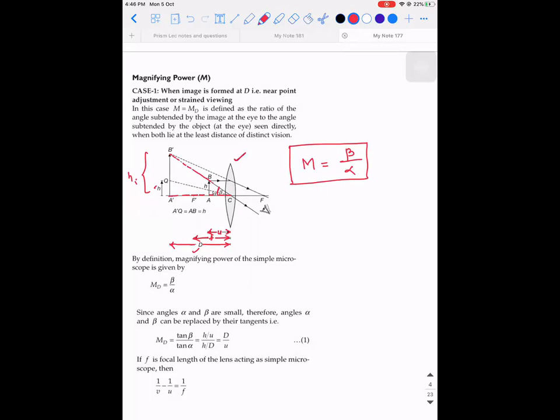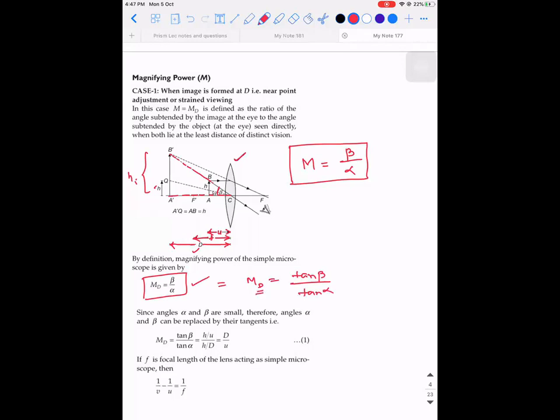Yes. So that's what is given. The magnification of this lens is beta by alpha. But I already told you, beta can be approximated to tan beta. So tan beta can be approximated to beta and vice versa. So since here we need distances, I will write the same thing as tan beta by tan alpha.